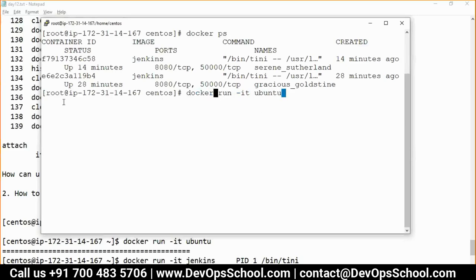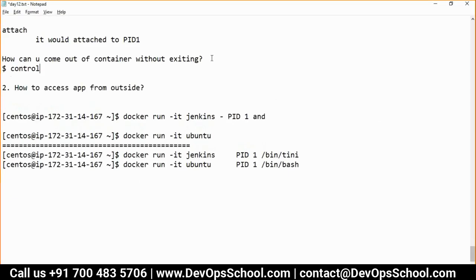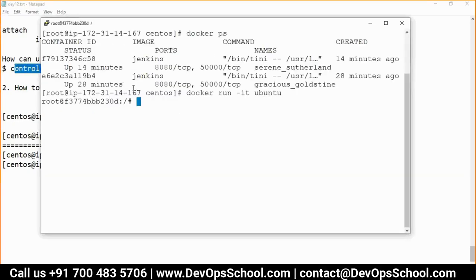Right now I'm inside a container. What to do? How to come out of the container without exiting? The magic command is Control plus P plus Q. See, this is the one. So now if you see here, Control P Q together.